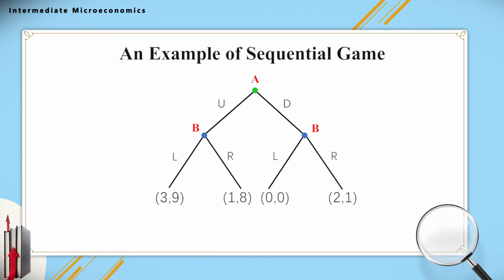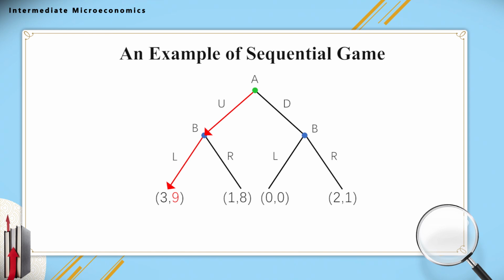In this sequential game, if player A chooses up, player B will choose left, because the payoff of 9 brought by left is larger than the payoff of 8 brought by right.